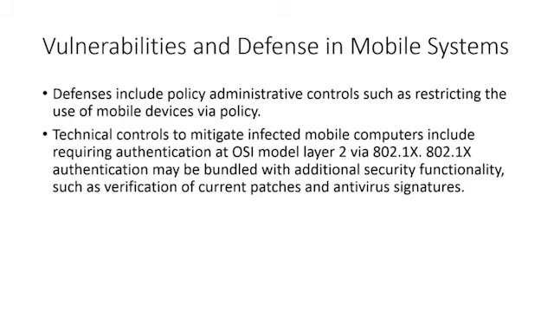So we might have technical controls. These are put in place to mitigate infected mobile computers, including requiring authentication at layer 2 of the OSI model using 802.1x. Now that could be bundled with additional security functionalities as well, like verification of current patches and antivirus signatures. What did I say earlier? That NAC, the Network Access Control, or NAP, Network Access Protection, where we look at those signatures and say, well, do you have the latest ones? Yes. Do you have the latest patches? Yes.